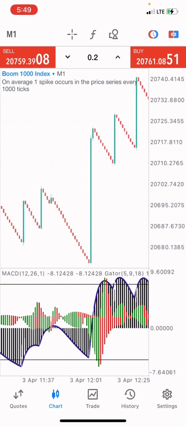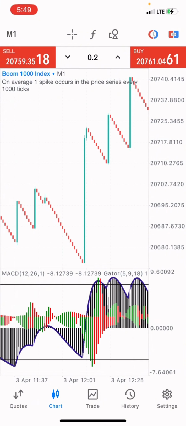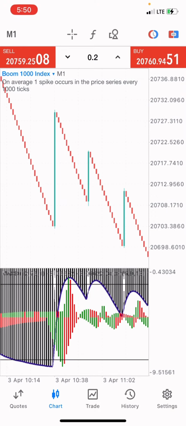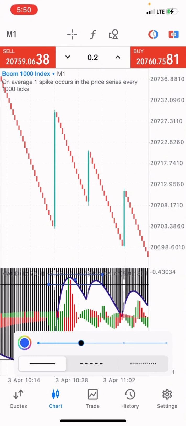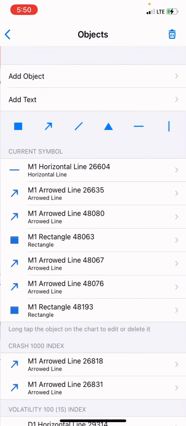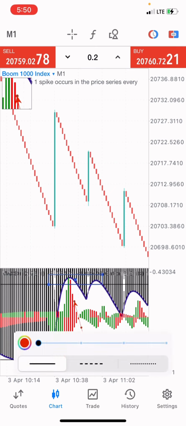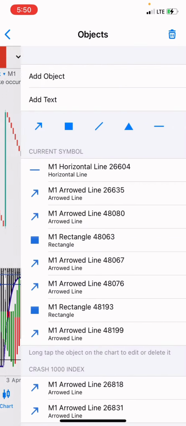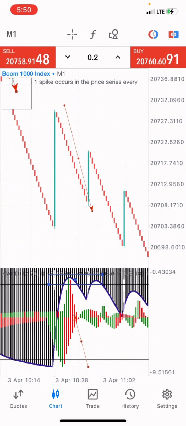Let's see if we can find some examples. Okay, so this is it. This is one example. You can see at this level, the gator indicator had formed a complete red line from that region down, and then you can see what happened. You can see that the market dropped from there.